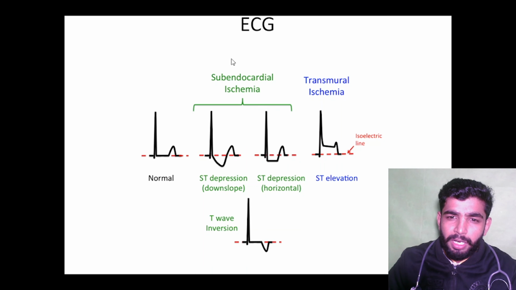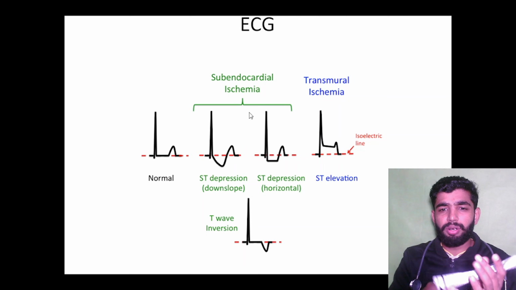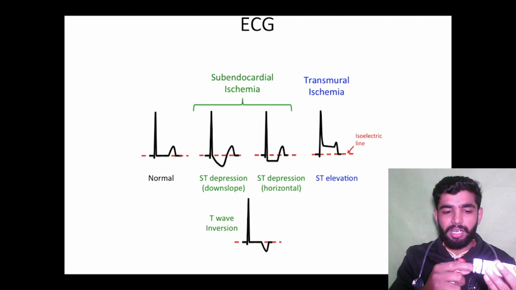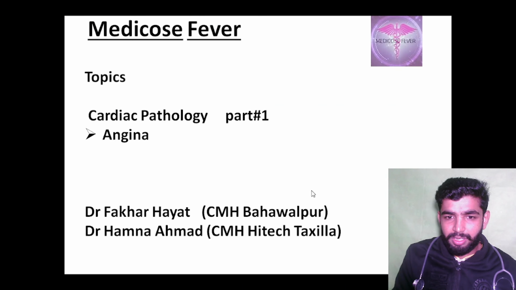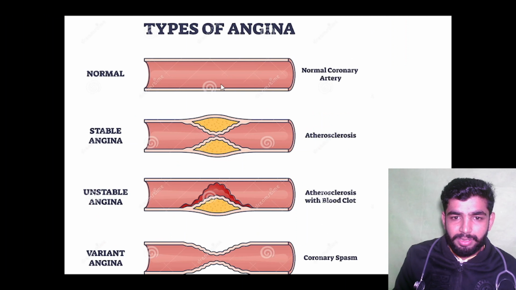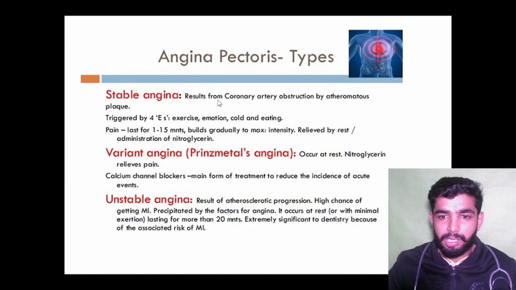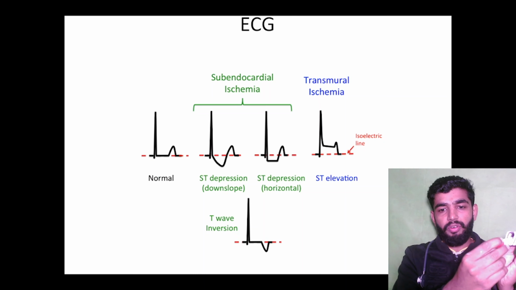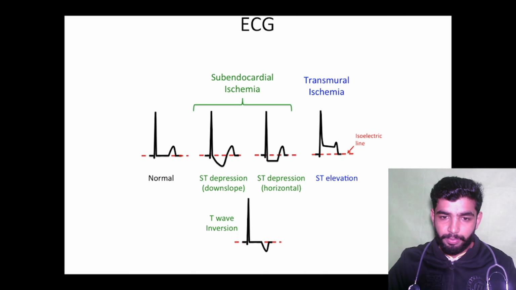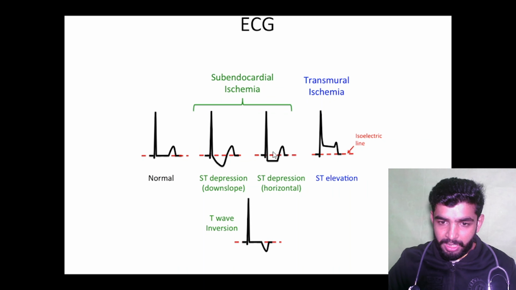In the case of subendocardial ischemia, when we are discussing atherosclerotic plaque formation, the heart wall has three layers. I want to show the three layers. These are the endocardium, then the myocardium, then the epicardium. In subendocardial ischemia, the subendocardium is involved, and there is ST segment depression. Here, this is the ST segment, and it is depressed. It may be horizontal, or it may be a down-sloping structure.